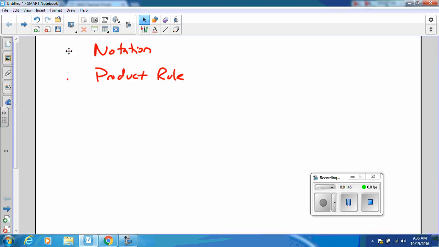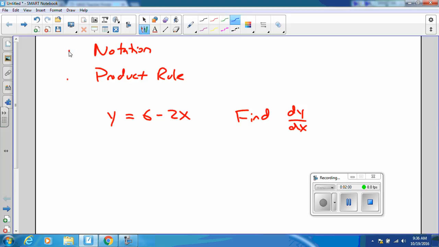Okay. Notation. Let me talk about the proper notation to use for a couple of these. If I have y equals 6 minus 2x, and I have to find dy/dx, the first thing to understand is that dy/dx is a rate of change of y with respect to x. And you can read that straight off the notation. It is a noun.